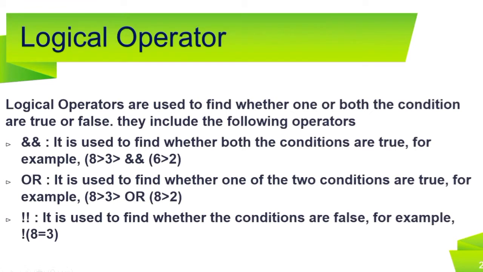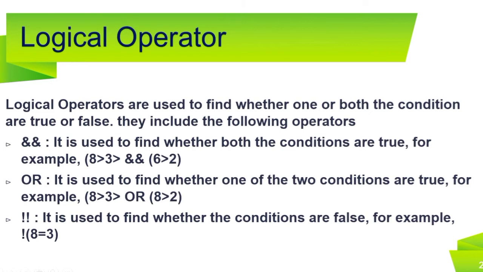So what is a logical operator? Logical operators are used to find whether one or both the conditions are true or false. They include the following operators: and, or, and not. Let us discuss the first one, and. It is used to find whether both the conditions are true. For example, 8 is greater than 3 and 6 is greater than 2.